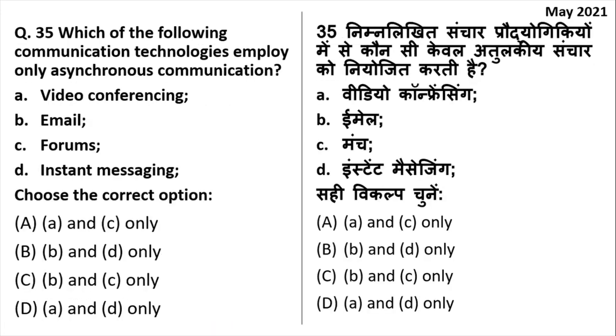Which of the following communication technologies employ only asynchronous communication? Video conferencing, email, forums, instant messaging. So asynchronous communication means people who are communicating are present at different space and time. So here the answer is email and forums, B and C, because video conferencing is synchronous communication and instant messaging is also a kind of synchronous communication. Email is a kind of asynchronous and forums are asynchronous communication.